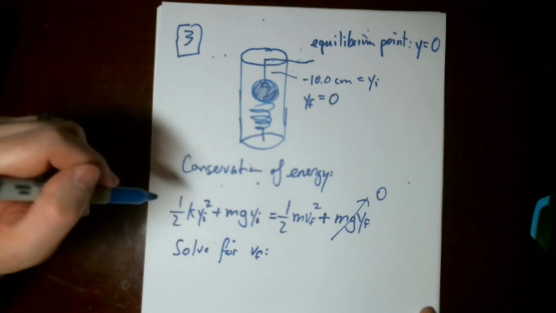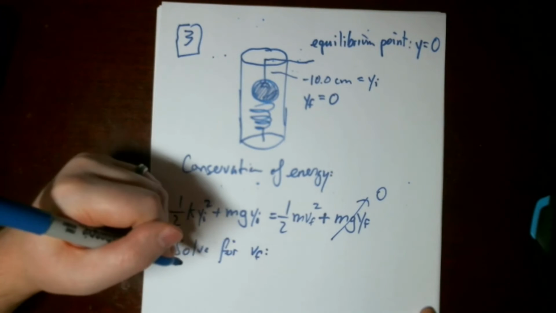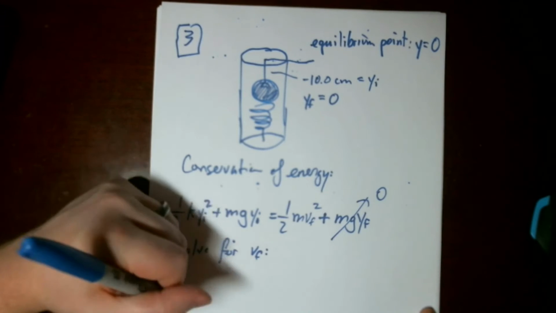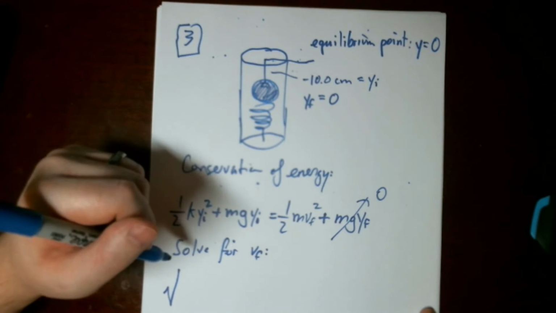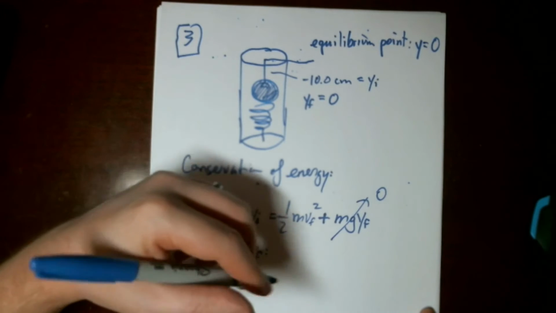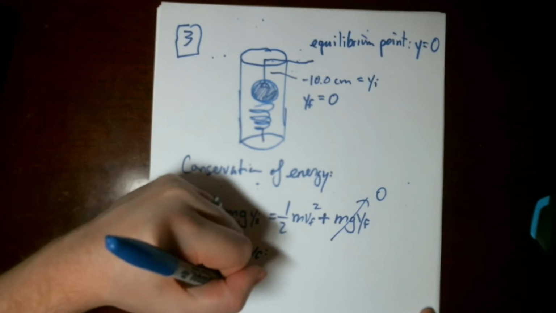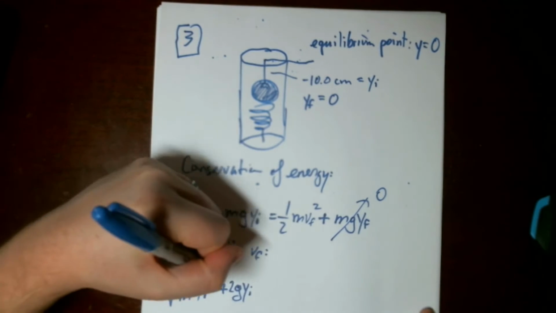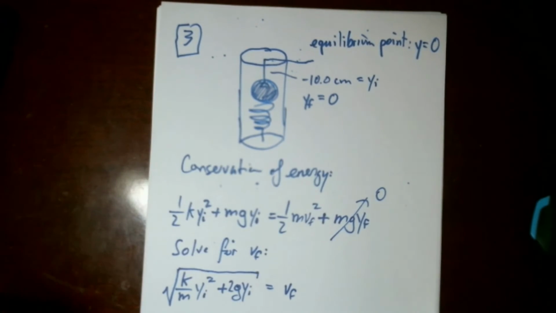So let's see. Square root k over m yi squared plus two g yi. All that goes under the square root sign, and that's our expression for final velocity.